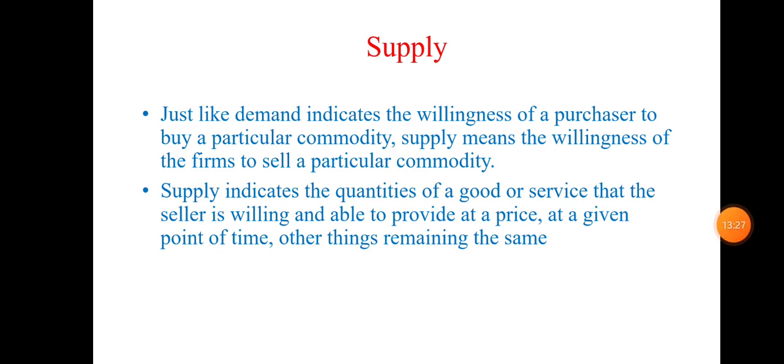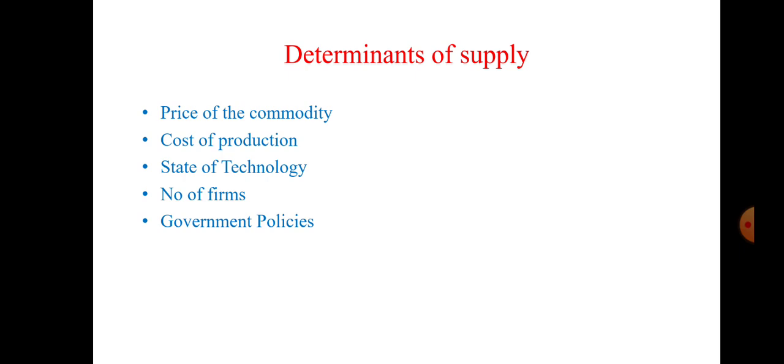Then coming to supply. Just like demand indicates the willingness of a purchaser, in the same way supply indicates the willingness of the seller. That is, supply means the willingness of the firm to sell a particular commodity. Supply indicates the quantity of a good or service that the seller is willing and able to provide at a given price at a given point of time, keeping other things constant. In the same way as we discussed the demand concept, here we will be discussing supply. So that is the willingness expressed by a firm to sell its commodity.